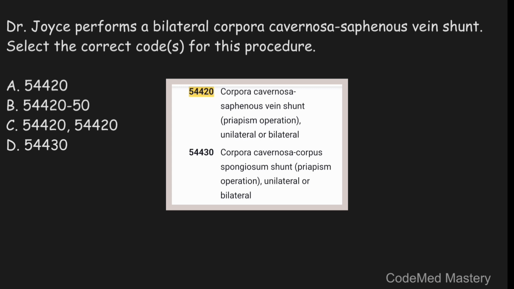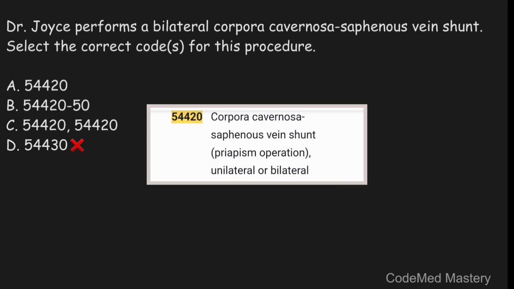Okay? When you're solving questions in your exam, please make sure you check all these things, that whether the code includes unilateral or bilateral. If it does not include bilateral, then you have to append modifier 50. But if the code includes the word bilateral, then you need not append modifier 50. Therefore, we'll eliminate option D, that is wrong.